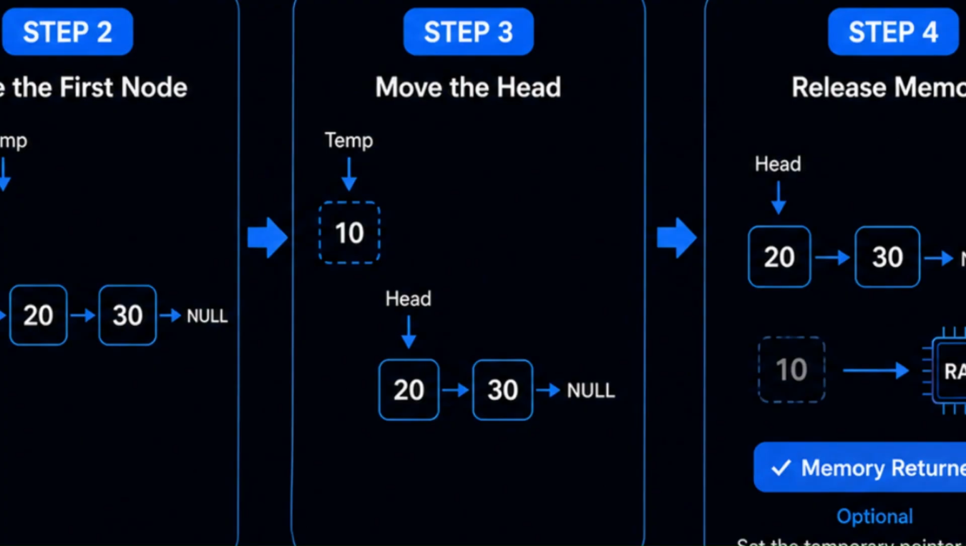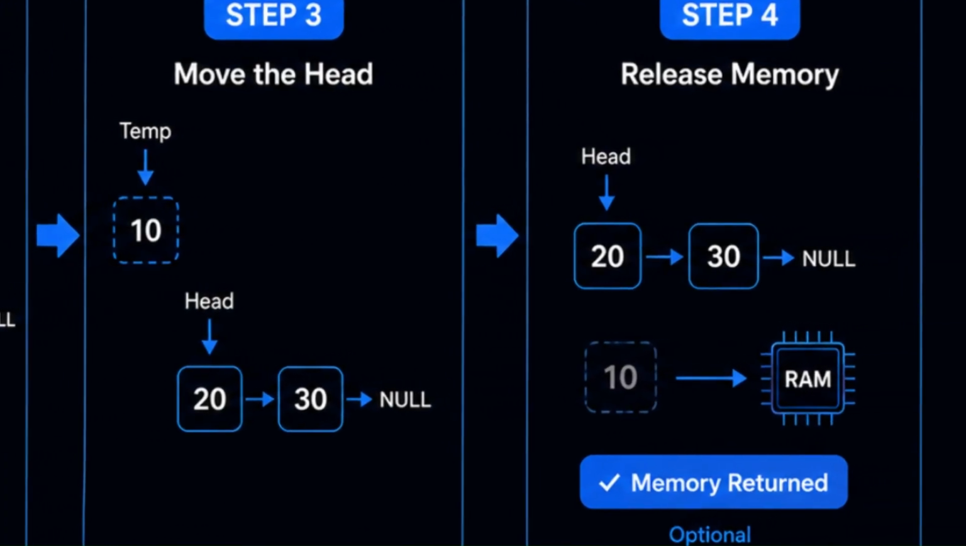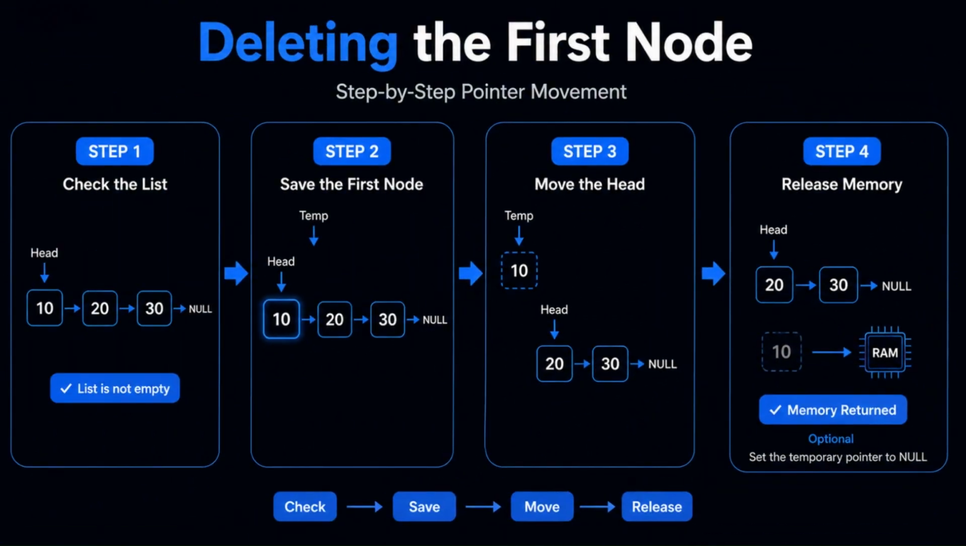However, it still exists in memory. That's why our final step is to release that memory. Once we do that, the node is completely gone. The operating system is now free to reuse that memory whenever it needs to. Some programmers also set the temporary pointer to null immediately afterwards. While this isn't strictly required, it's considered good programming practice because it prevents the pointer from accidentally being used again later.